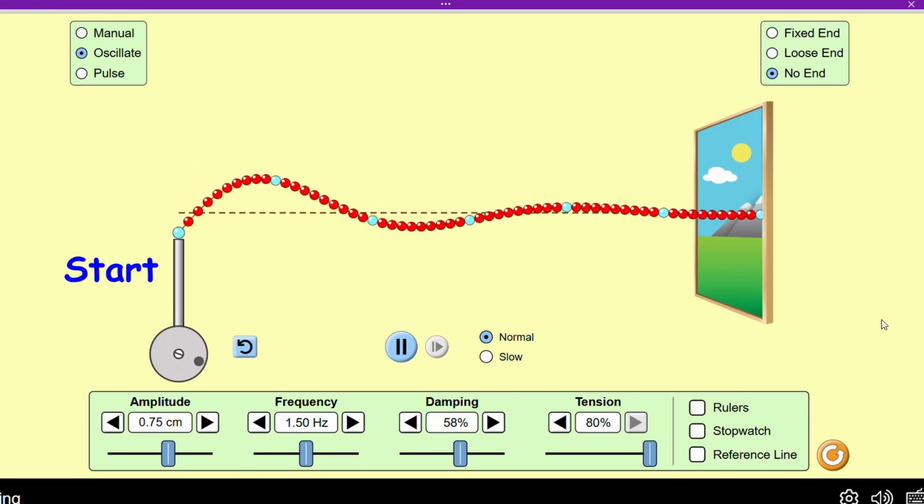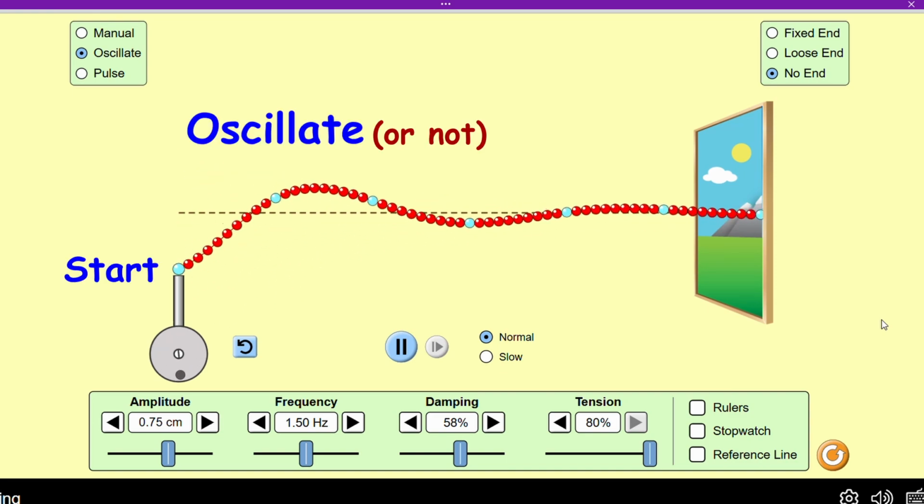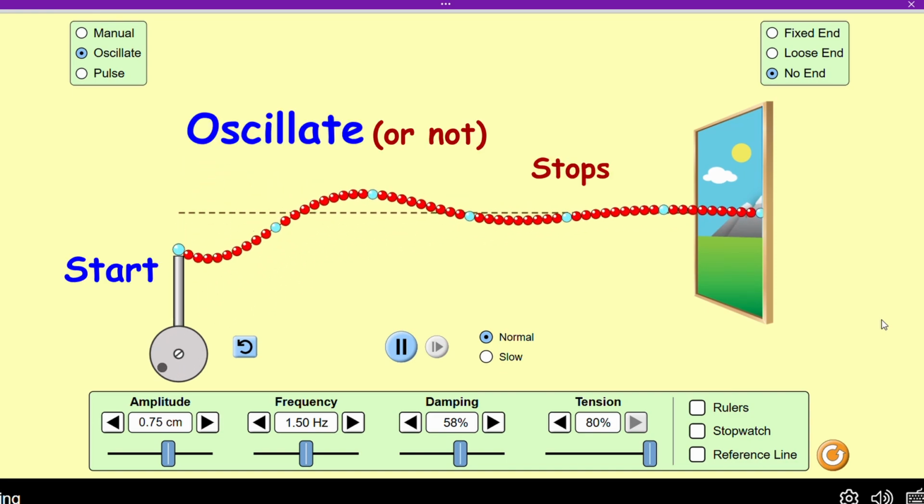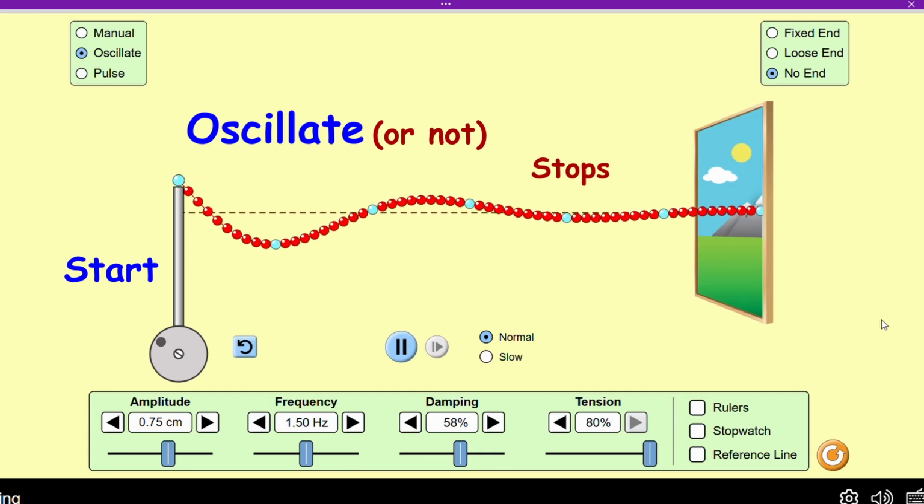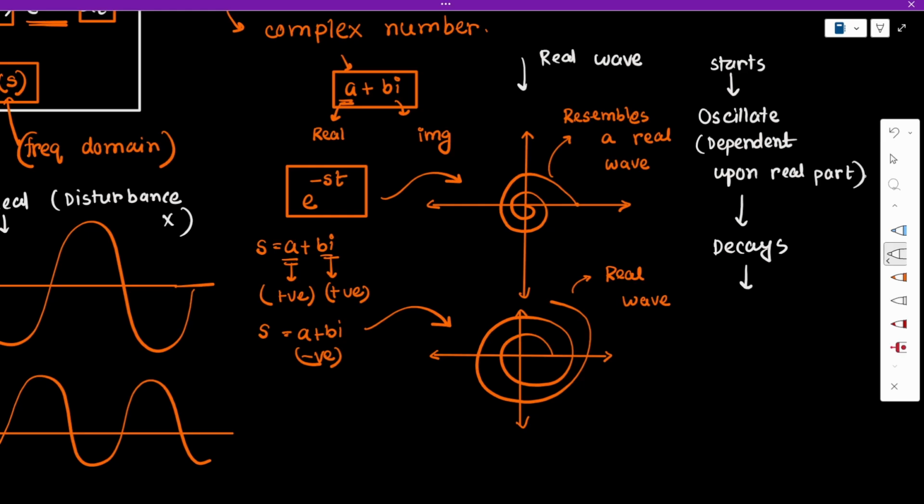It starts, it oscillates, or it might not oscillate depending upon the real part, and then it decays over time and eventually it stops. In order to determine the frequency of real-time waves, we need to be able to express them in functions like this, where s is a complex number and the real part and the imaginary part determine how the function will play out.